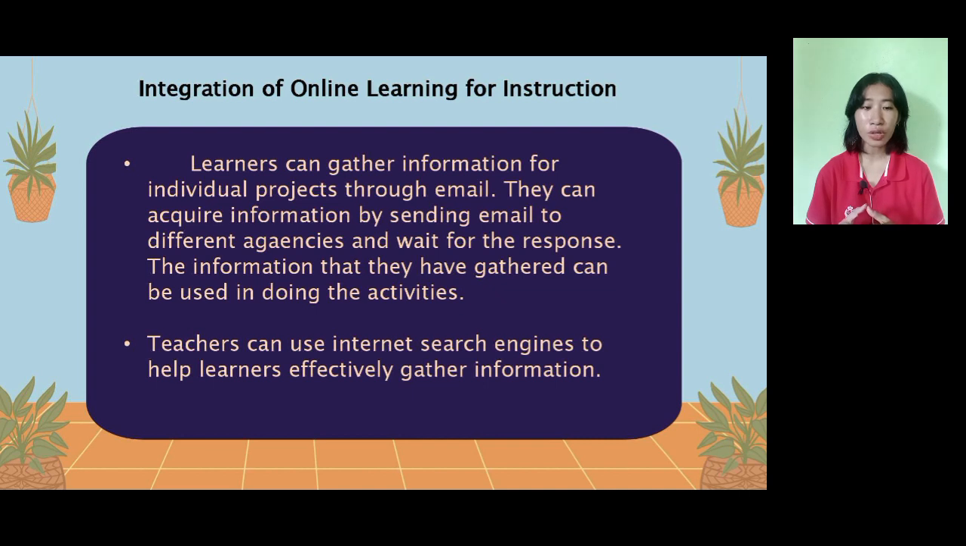Learners can use email to get information from agencies that can help them with their projects. They can send email asking for the information they need and wait for the response from the agency. The information they get can be used for the individual projects. So, through emailing, it is a way of getting information for a school project, di ba? You can send emails to organizations or people with questions that you needed to answer and wait for the response. So, the information you receive in response can then be used in your project.